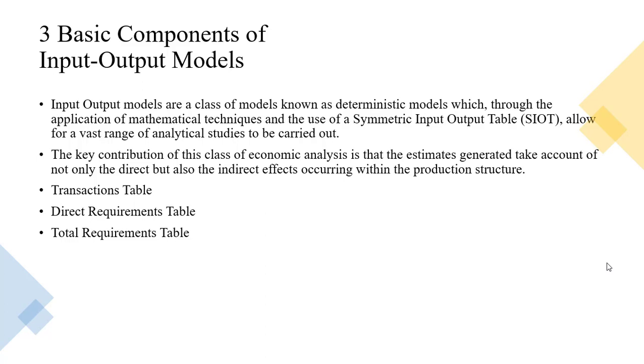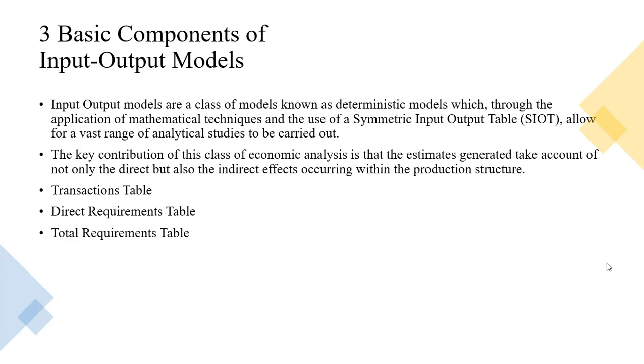Through the application of mathematical techniques and the use of a symmetric input-output table. A symmetric input-output table is a table where the number of inputs is equal to outputs. The column sum will be equal to the row sum, as I already discussed in the previous lecture. Because in input-output tables, sometimes we use a use matrix and a make matrix. I will also give a lecture on what the use matrix and make matrix are. So these symmetric input-output tables allow for a vast range of analytical studies to be carried out.